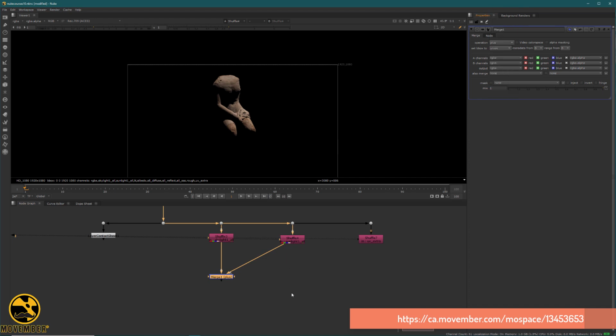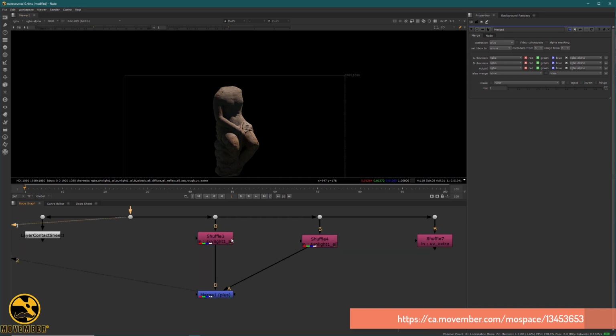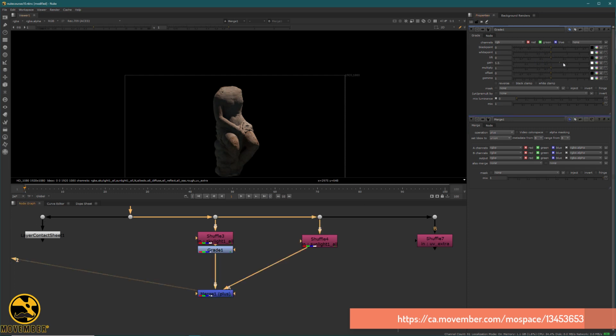Maybe I will explain the difference between the over and plus later, but the base operation is a plus. And if you take a look, if I concatenate, so if I add the two lights together, I have the same result. It's pretty easy after that to play with grade, just to change the lighting.